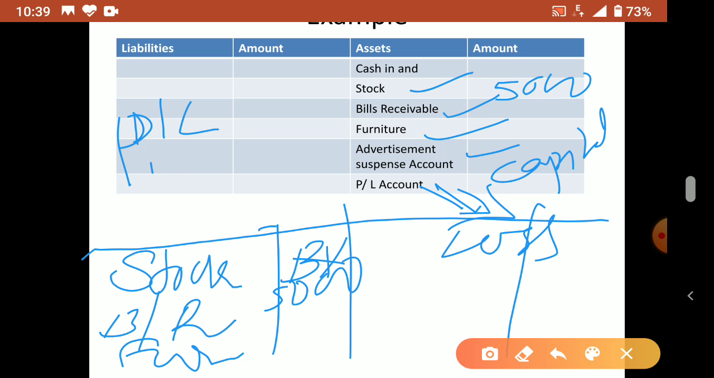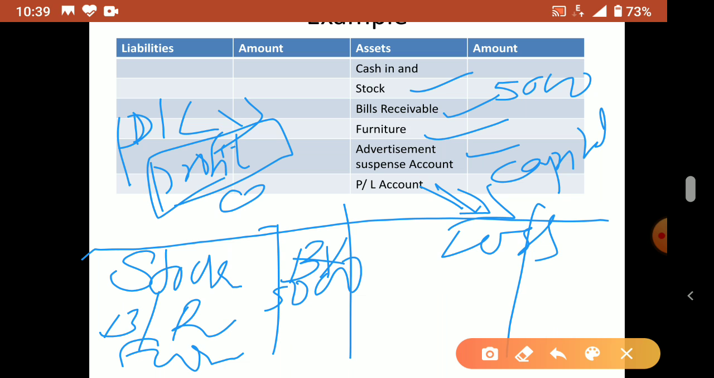P and L account on the asset side means loss. On the liability side it means profit. This also will go only to the capital account, but it will be credited in the partners' capital account. Capital account credit will be given. So here, the P&L account, all those items that appear, will be distributed like a loss in the capital accounts of the partners.